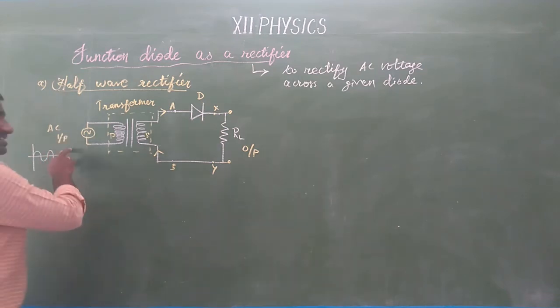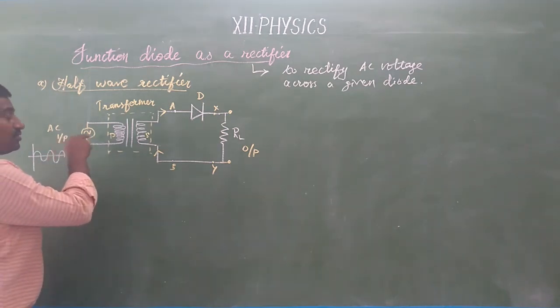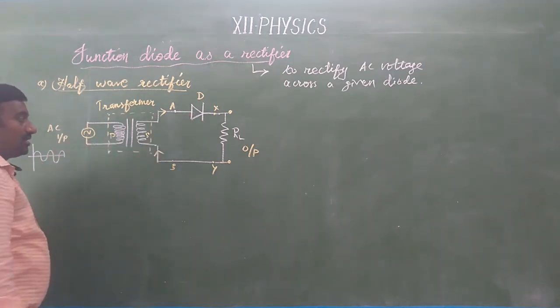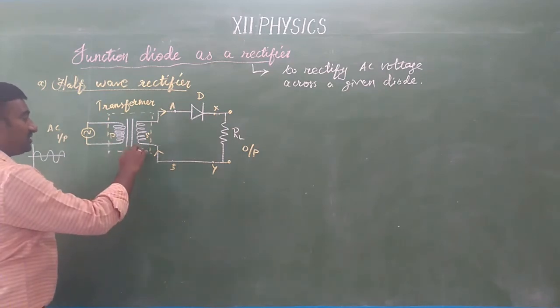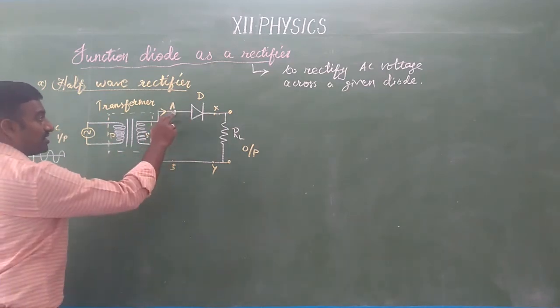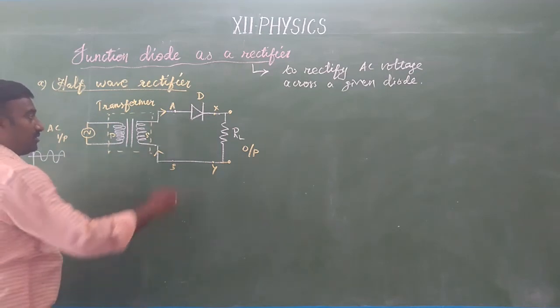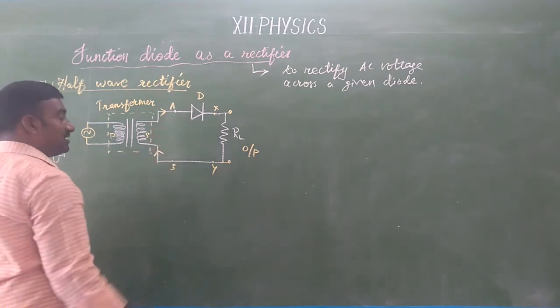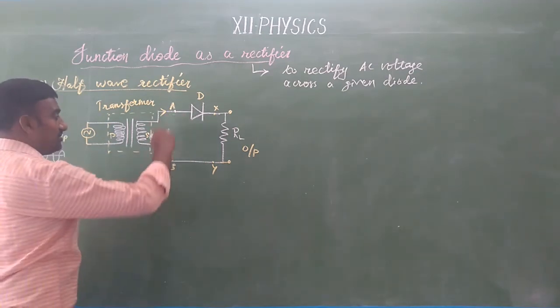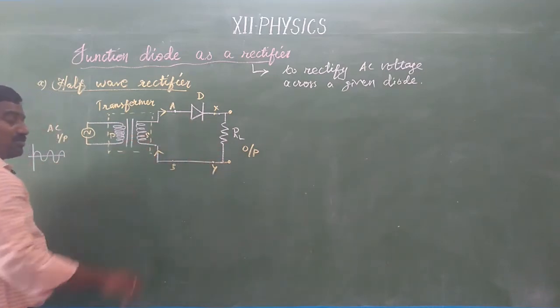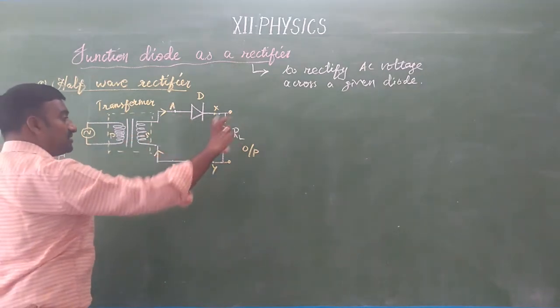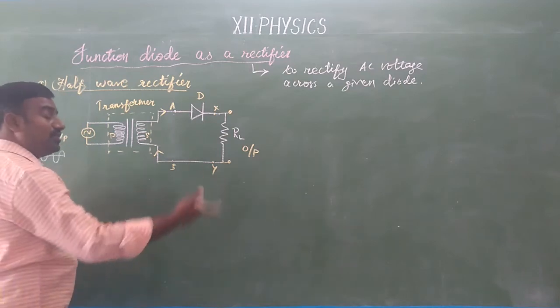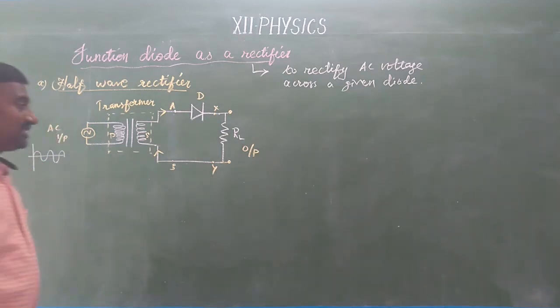Okay, so the AC input voltage is given through a transformer to the diode. Then the transformer allows the current to the diode through the point A. So the positive reaches the diode and the remaining reaches the second point B. Then the output voltage is drawn across the terminal. So how does the output voltage look? Look at the graph.